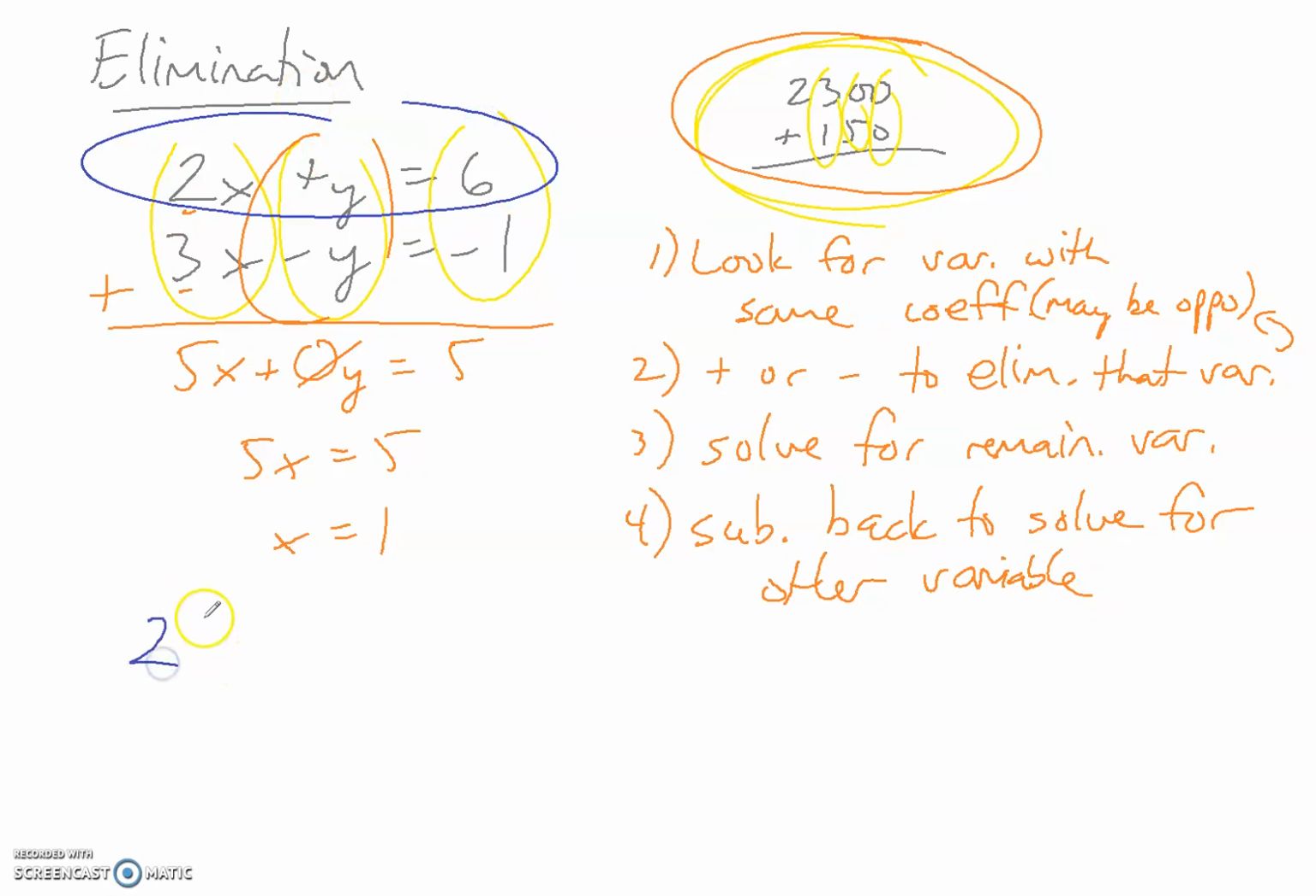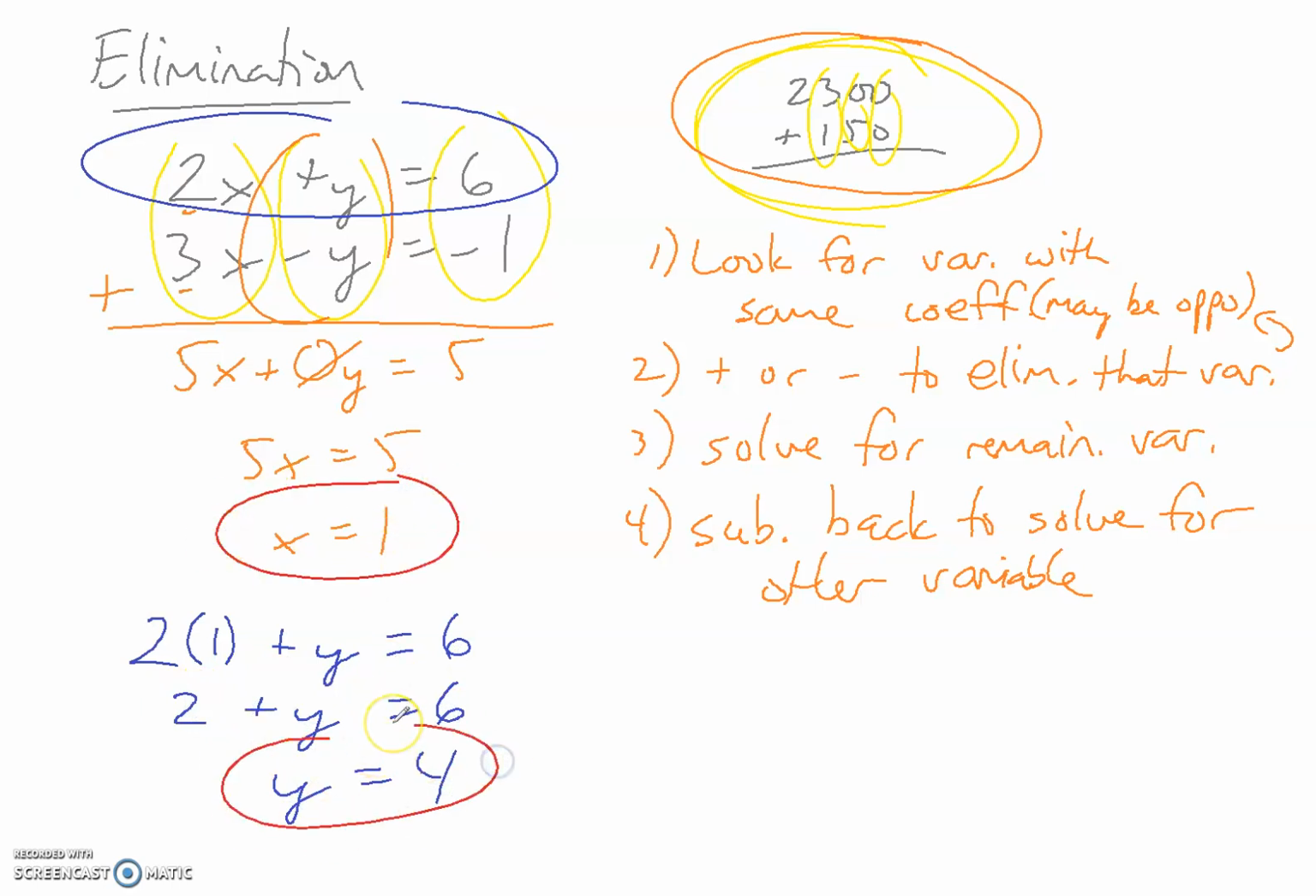So I've got 2. I know my x value is 1, plus y is equal to 6. So 2 plus y is equal to 6. So y would be equal to 4. So if I would put this all together, I've got my x value here, I've got my y value here. The solution to the system would be (1, 4). So if you would graph those two lines, they would intersect at (1, 4). Okay, so this is the basic idea behind elimination.